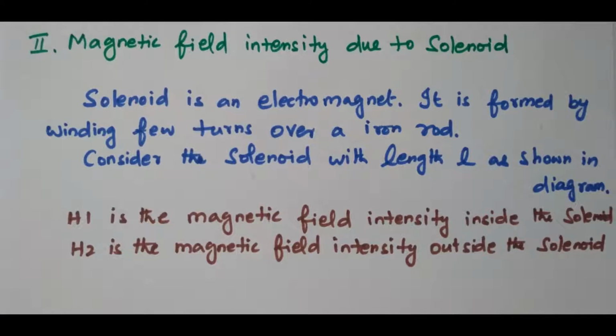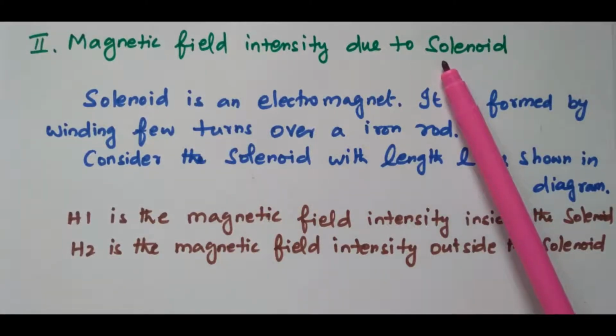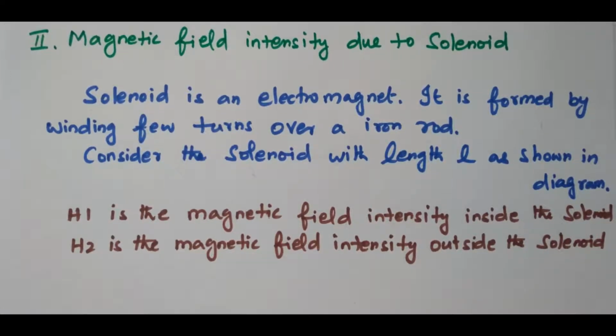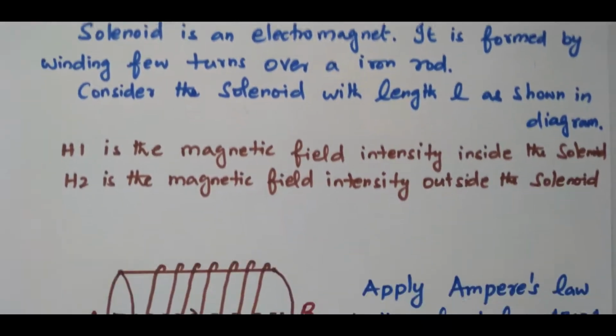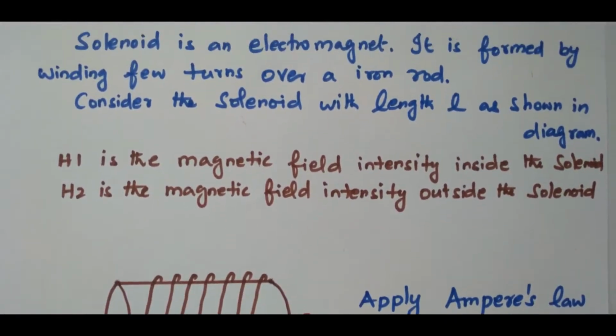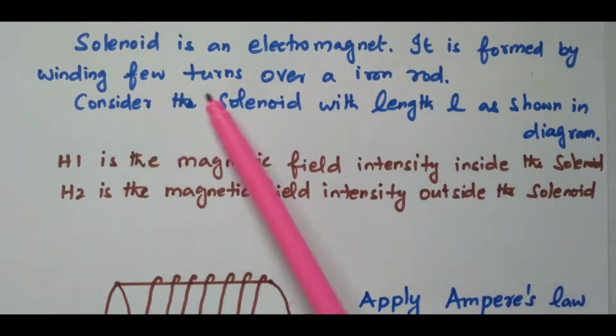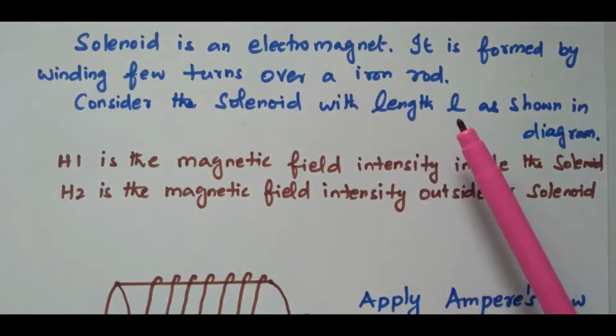The second application is magnetic field intensity due to a solenoid, a long solenoid. The magnetic field intensity due to a normal solenoid is available in a separate video. This is an application of Ampere's law for the magnetic field intensity due to a long solenoid. You know that a solenoid is an electromagnet. It is formed by winding a few turns over an iron rod.